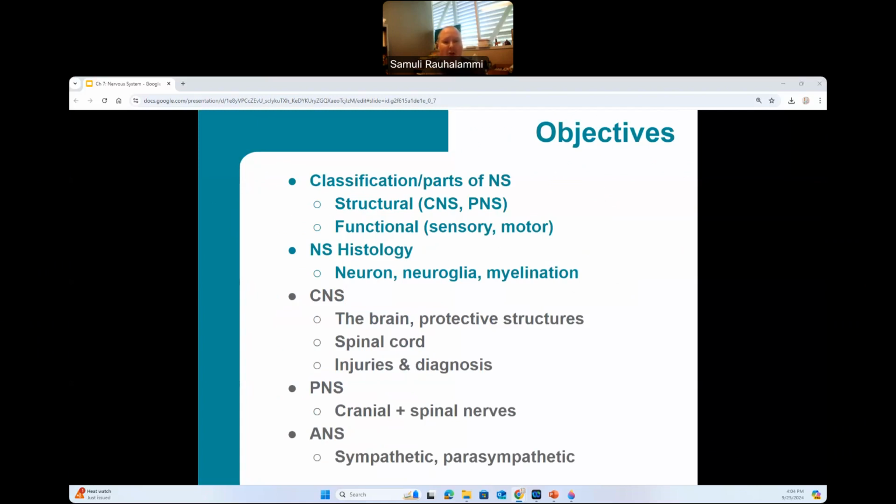In addition to the other material that you'll see on the screen, we will also have two labs that go alongside this nervous system chapter material. So we'll have a look at cranial nerves and we'll also dissect sheep brains.